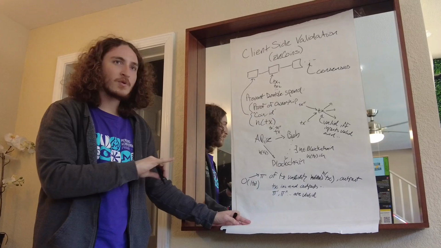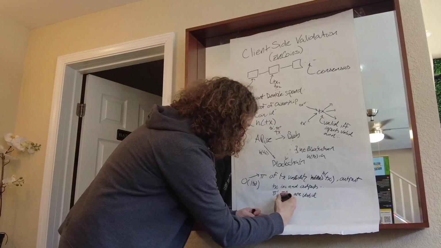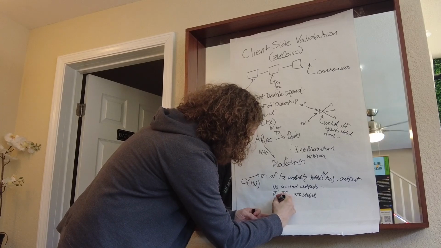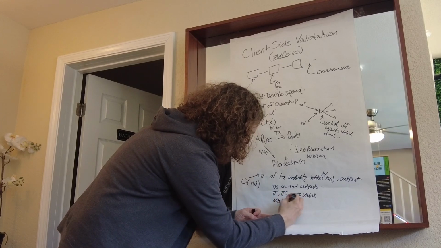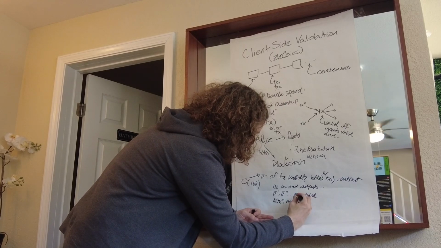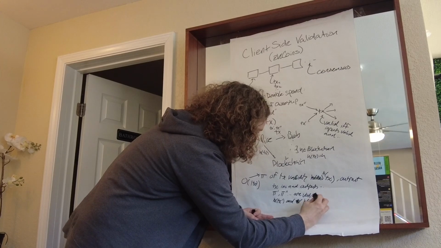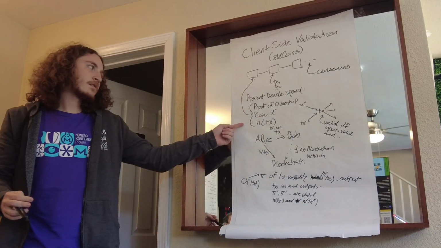Almost. There's one part that I haven't mentioned, and that's that we also have to check that the hashes of transaction prime and transaction prime prime are in the blockchain.